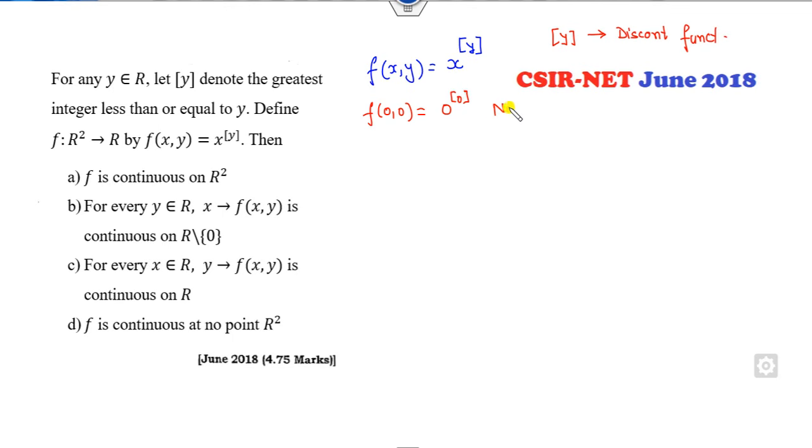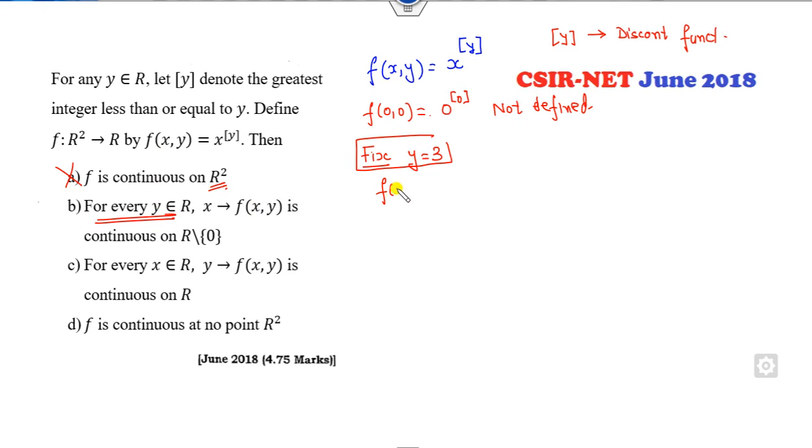It is not defined. Fine. So once it is not defined, it means the function is not continuous even at the point (0, 0), because it's a complete R2. Next, for every y, so that means we can fix y, say y is equal to 3. For every y, x is a continuous mapping.